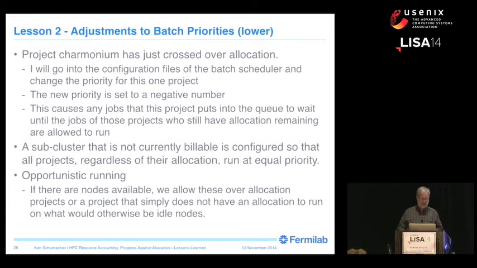Lesson number 1, I didn't really have a slide that said it. Lesson number 1 that we had was that we needed to normalize our core hours. Everything's got to be in one common unit. Lesson number 2 is that we have to adjust batch priorities. When we get to an experiment that has used up its allocation, in this particular week of the report, the Charmonium experiment crossed over, and I'll show it to you on the summary report that's coming up. I go into the configuration files for the batch manager. I change their priority to a negative priority, and that lets everybody else's jobs get at the system first unless there's idle time, and then these guys can go ahead and run. So that's this opportunistic running that I've mentioned.